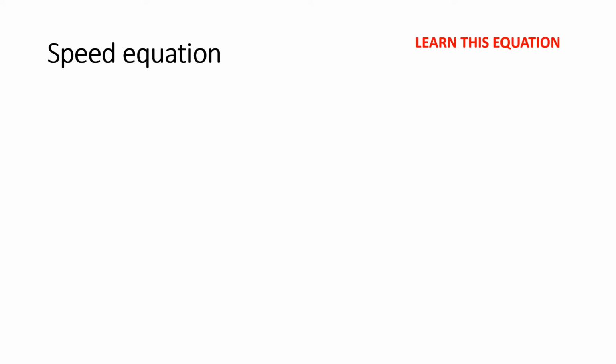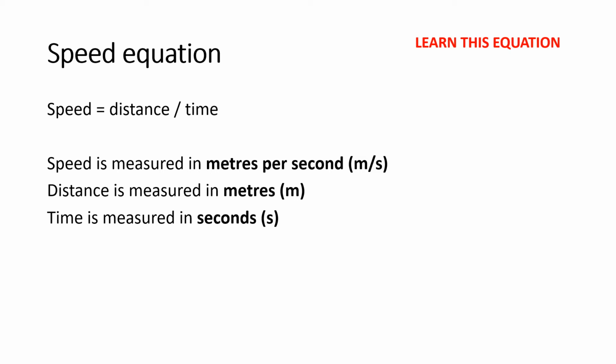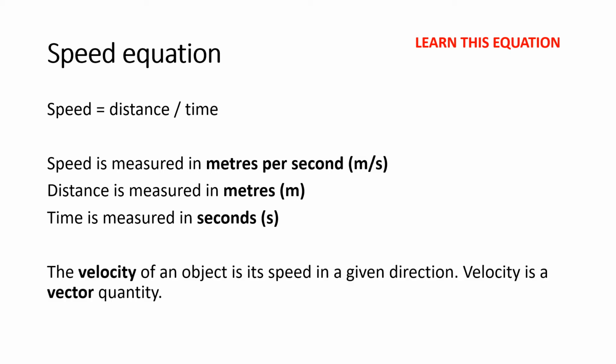There's an equation for speed that you need to know. Speed equals distance divided by time. Speed is measured in meters per second, distance in meters, and time is measured in seconds. The velocity of an object is the speed in a given direction, so velocity is a vector quantity.